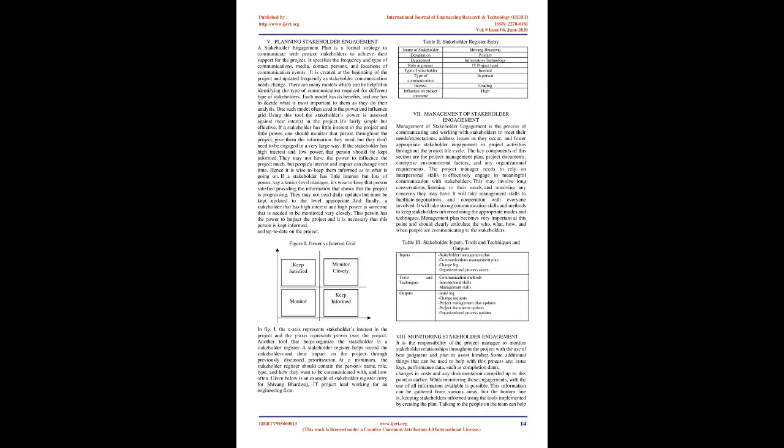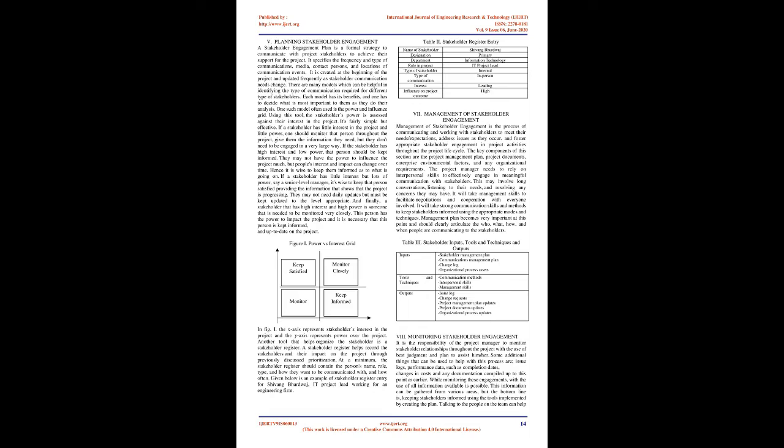And finally, a stakeholder that has high interest and high power is someone that needs to be monitored very closely. This person has the power to impact the project, and it is necessary that this person is kept informed and up to date on the project. Figure 1: Power vs Interest Grid. In Figure 1, the x-axis represents stakeholders' interest in the project and the y-axis represents power over the project.